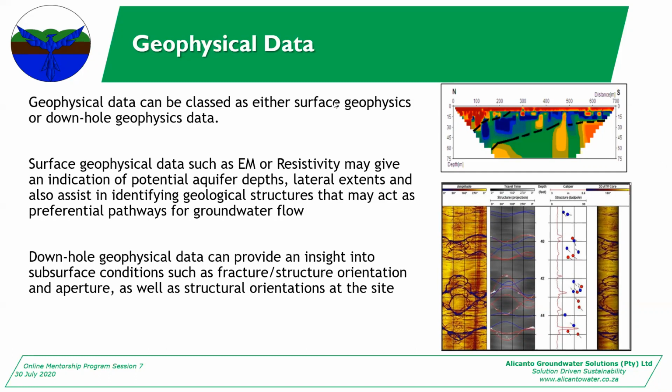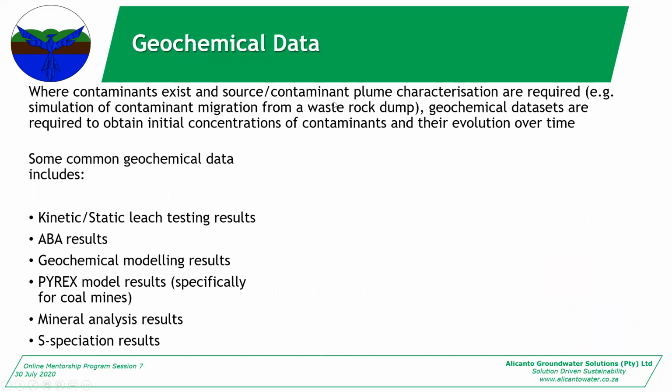In geochemical data, that's typically reserved for your acid generating mines, such as a coal mine or a gold mine. You know, where there's a contaminant of concern, you'll do a geochemical study. So where you've got somewhere that's got a waste rock dump that might be leaching contaminant into the groundwater system, you'll do geochemical reviews just to get initial concentrations of your contaminants and the evolution of that concentration over time.